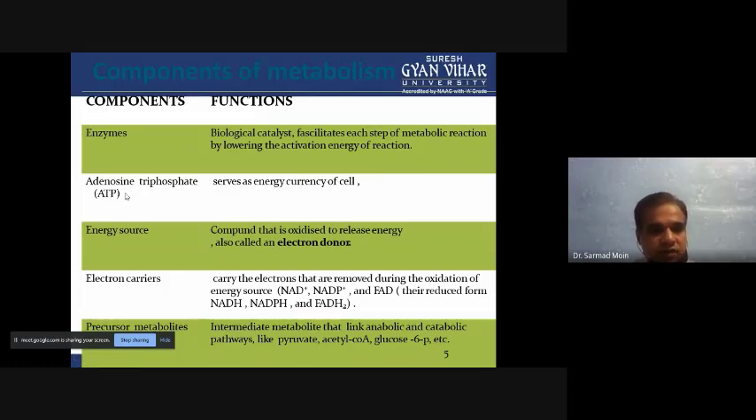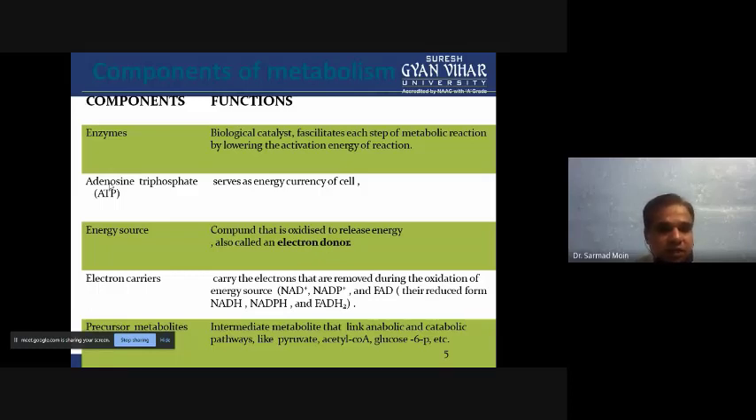So adenosine triphosphate is a high energy molecule, and when the phosphate is released, it will produce energy, and it will convert into adenosine diphosphate. Then energy source: a compound that is oxidized to release energy, also called an electron donor, and they are the main energy source. Like ATP is an energy source because when phosphate is released from adenosine, it will release the energy also.